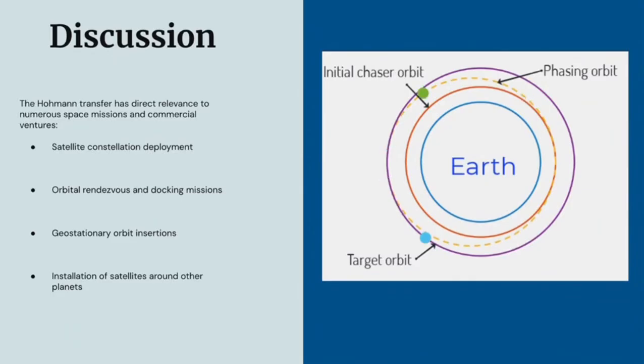The Hohmann transfer is a fuel-efficient way to move a spacecraft between two orbits, and it does have direct relevance to numerous space missions as well as commercial ventures, such as satellite constellation deployment, which is used by companies like SpaceX. It also is used in orbital and docking missions, as well as geostationary orbit insertions and the installation of satellites around other planets, which, for example, could be used for probes to Mars or Jupiter, and you would use the Hohmann transfer to enter the orbits around other planets with low energy costs, because this is a low energy and fuel efficient way to orbit other planets.